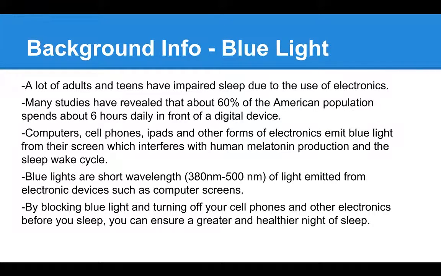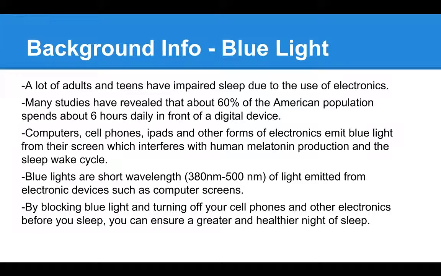A lot of adults and teenagers have impaired sleep because they're on their phone and computer and other types of electronics before they go to sleep. Many studies have revealed that about 60% of the American population spend about 6 hours daily in front of a digital device. Computers, cell phones, iPads, and other forms of electronics emit blue light from their screen, which interferes with human melatonin production and the sleep-wake cycle.